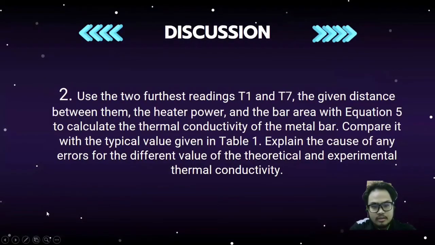Assalamualaikum, my name is Muhsin Amili. Today I'm going to present discussion number 2. For discussion number 2, use the furthest readings T1 and T7, the given distance between them, the heater power and the bar area with equation 5 to calculate the thermal conductivity of the metal bar. Compare it with the typical value given in table 1. Explain the cause of any error for the difference between the theoretical and experimental thermal conductivity.